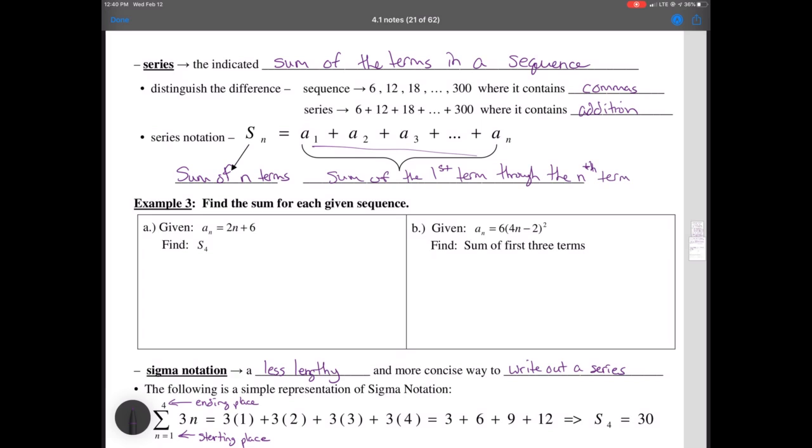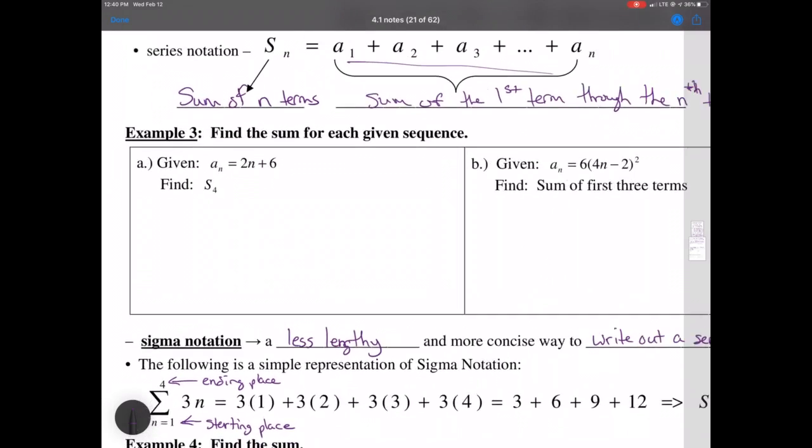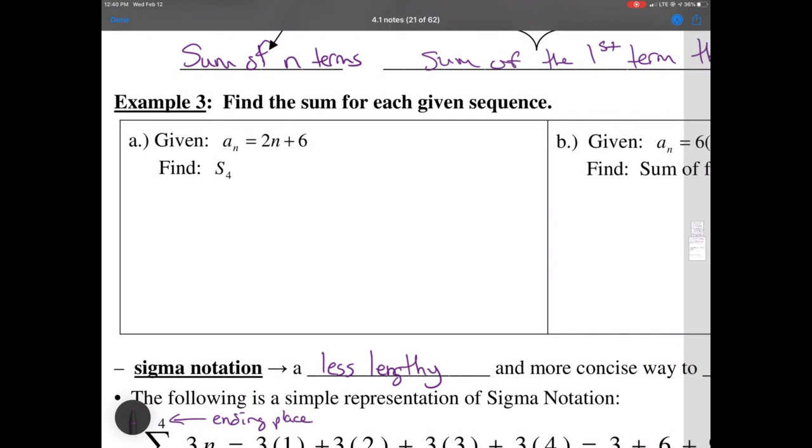So if we want to find the series, that means we're going to add up all the terms in that particular sequence. So for this particular problem, it says find the sum for the given sequence. And the sequence is a sub n equals 2n plus 6. It tells us to find S sub 4. In order to find S sub 4, you need the first 4 terms, because that's what the 4 stands for. So a sub 1 equals 2 times 1 plus 6.